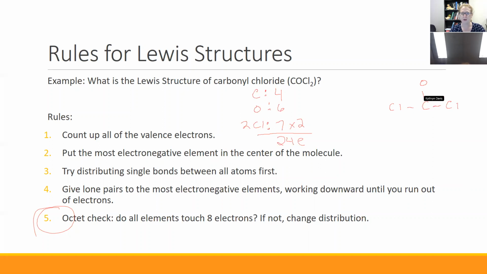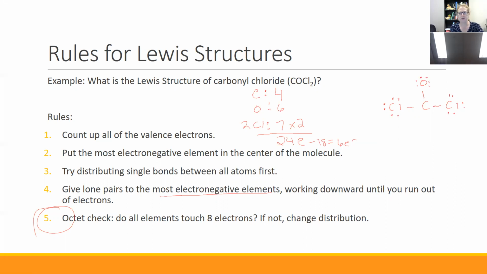We fill up the most electronegative elements next, so chlorine, and we fill them to 8. So chlorine has 2, 4, 6, 8, 2, 4, 6, 8. And then oxygen, let's take a quick count. I've given away 2, 4, 6, 8, 10, 12, 14, 16, 18 electrons. So I still have 6 left. And if I put them on oxygen, and I do my octet check, oxygen and chlorine both have octets, but carbon doesn't.